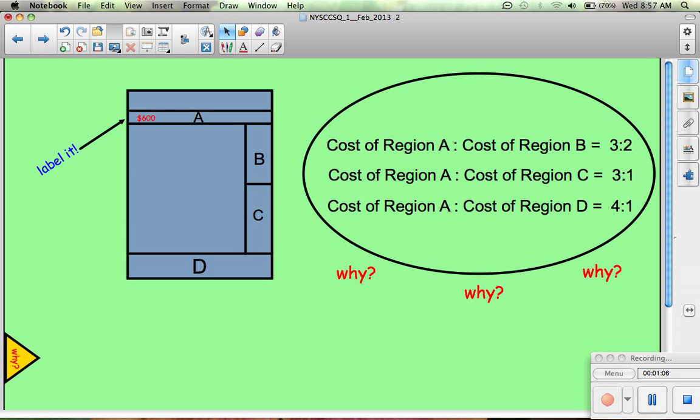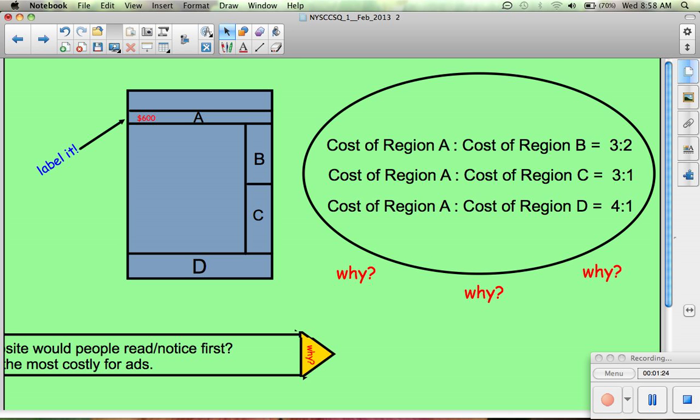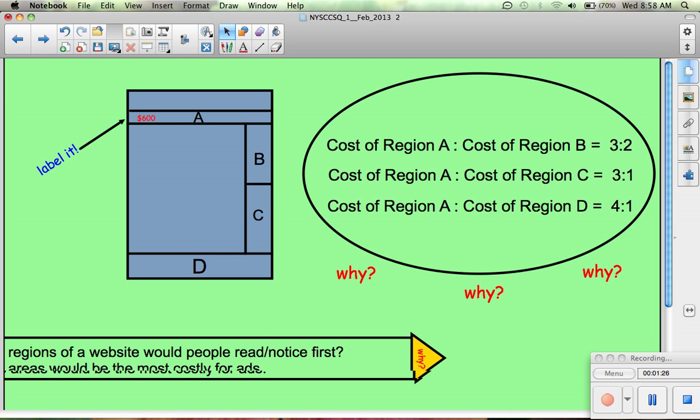Well, I'm going to start off by writing down what I know from the problem. I labeled region A, the cost is $600. I'm also told the following ratios. And one of the questions that it's sometimes helpful to answer up front, if you get hung up on it, is why is it divided like this? Why are these the ratios?